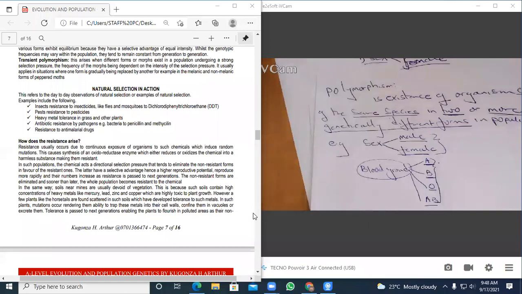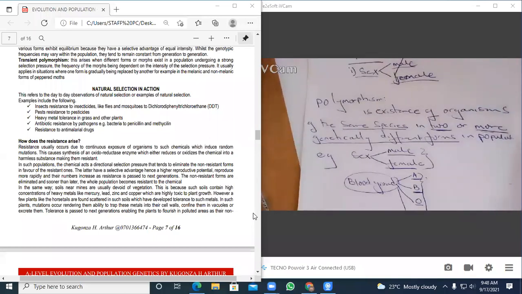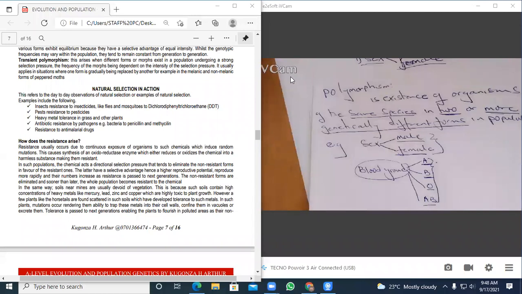Now, someone may ask, Master, how does polymorphism show natural selection? Remember, natural selection cannot occur in a population where there is no variation, when organisms are all the same. When organisms are all the same, natural selection cannot occur. Therefore, in these individuals, natural selection is able to take place.